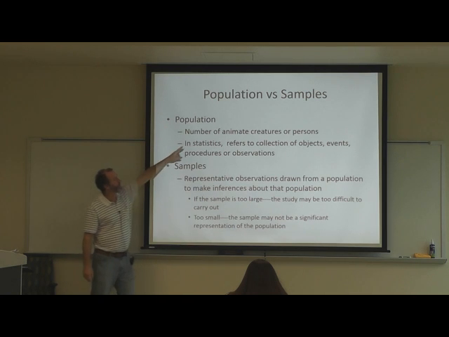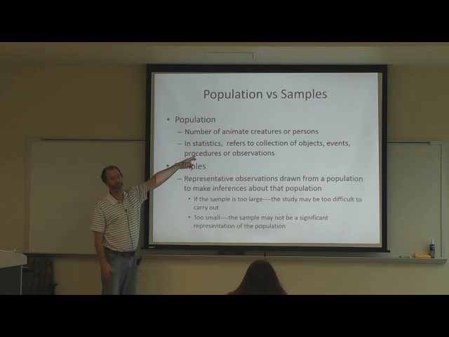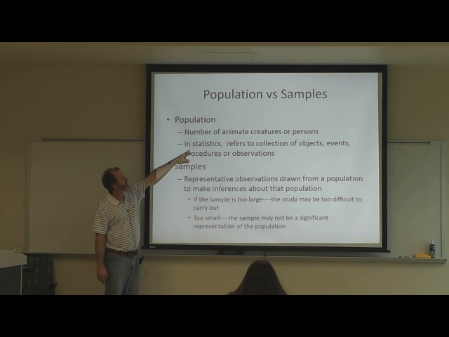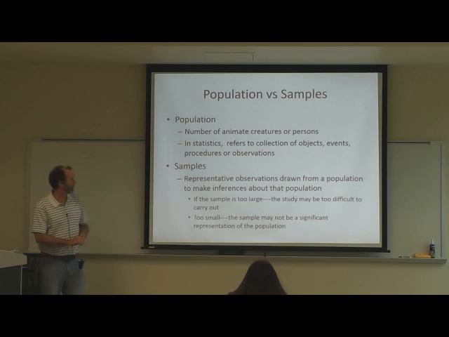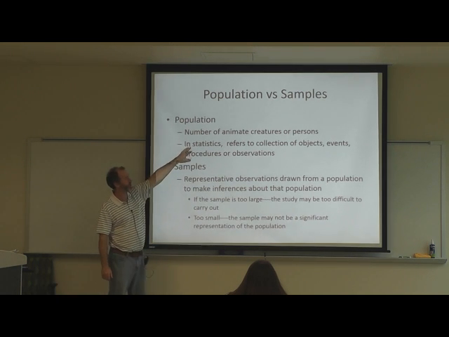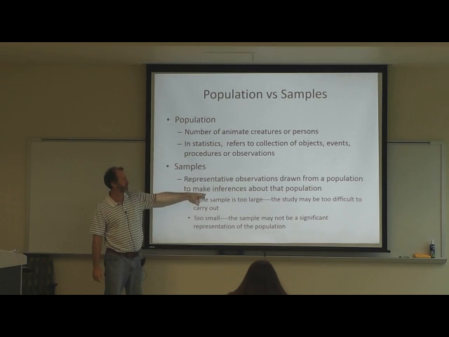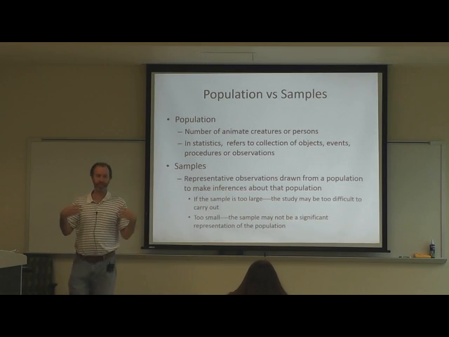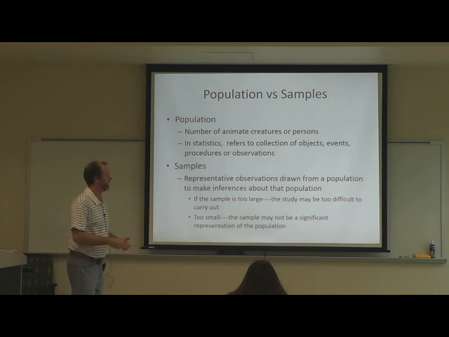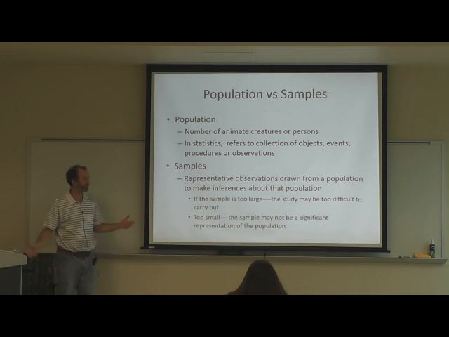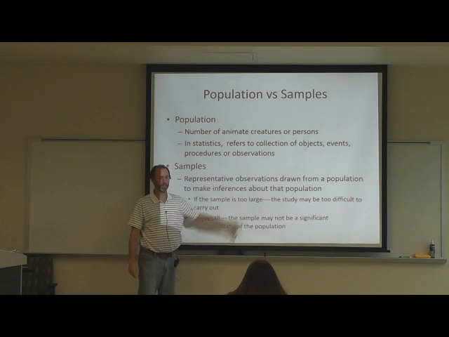Again, the population is the number of animate creatures or persons or whatever it is you're looking at, and in statistics refers to a collection of objects, events, procedures, or observations. Samples are representative observations drawn from the populations to make inferences about that population. For the most part, it's impractical to get measurements from every single object in a population. So we take samples, look at statistics based on those samples, and infer something about that population.